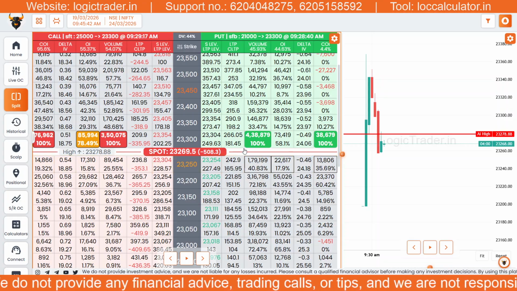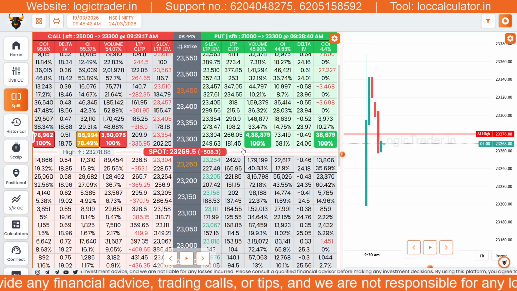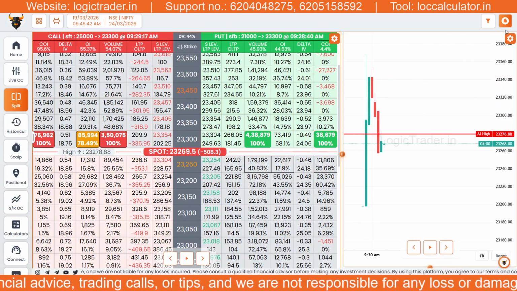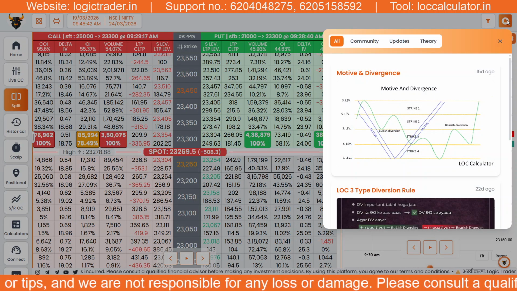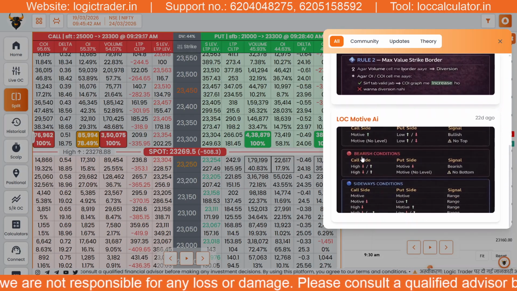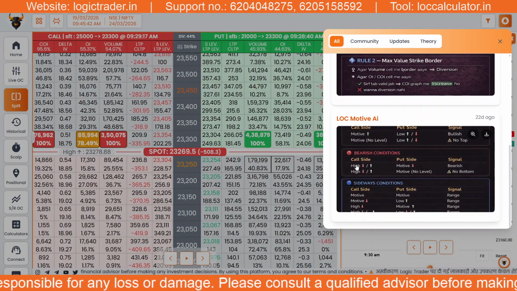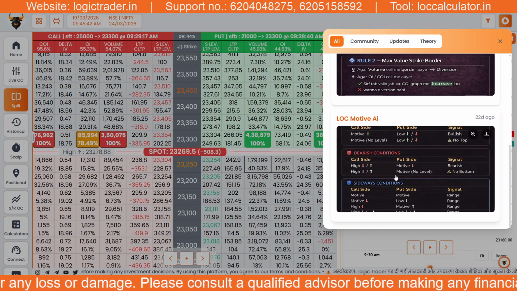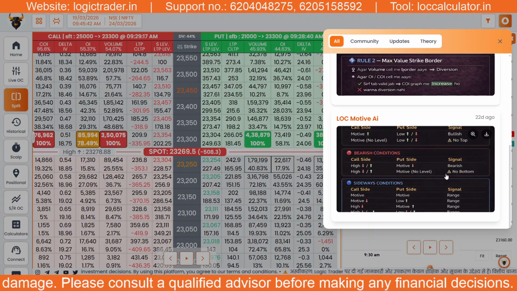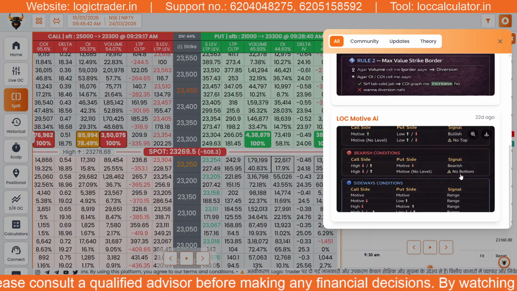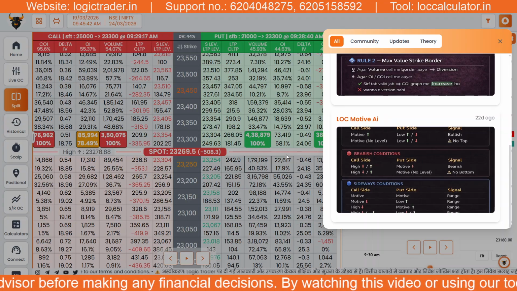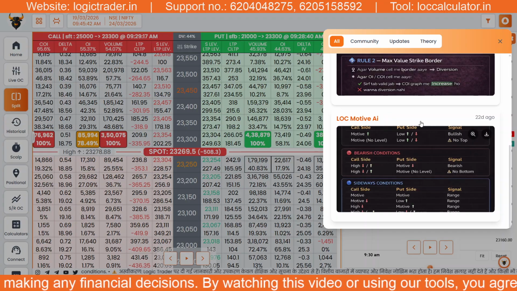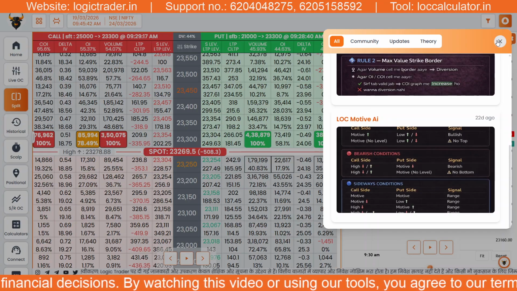If you want, you can also confirm this using the Motive AI scenario chart here in the notification panel. See here, high but Motive no level means no bottom. The market has not yet decided its bottom. So this indicates that the market is in a bearish condition.